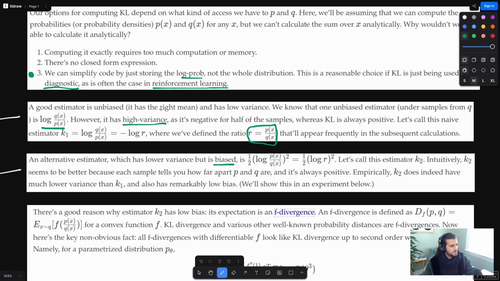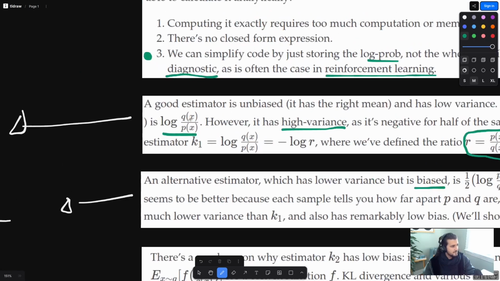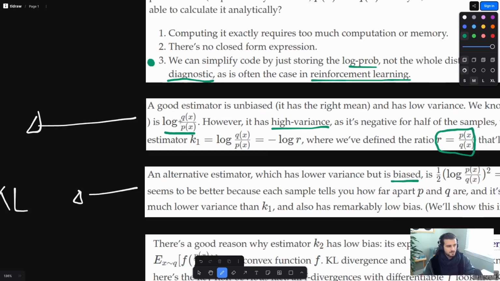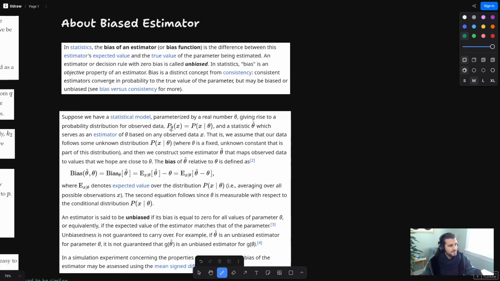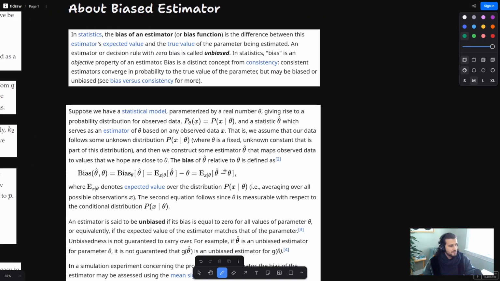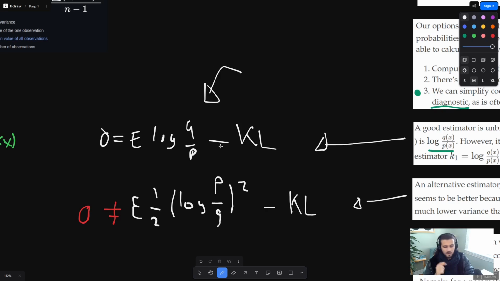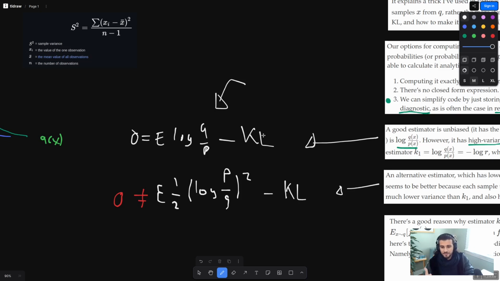So a good estimator that they're proposing is this, right? It is unbiased, this one. An estimator is biased if the expectation of the estimator minus the actual value is not equal to 0. In our case, for our estimator, which is log Q over P, if we take the expectation minus the KL, it's exactly the same. So if you have enough samples, the two things will be very similar.